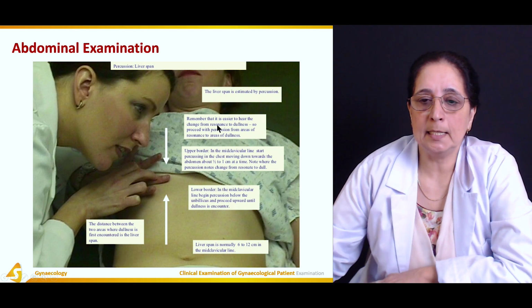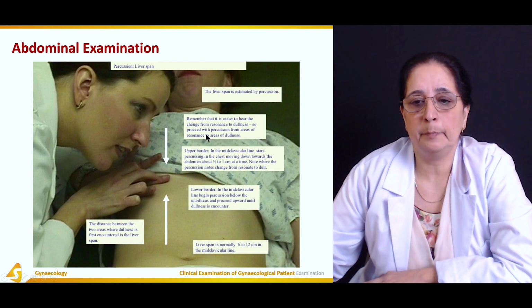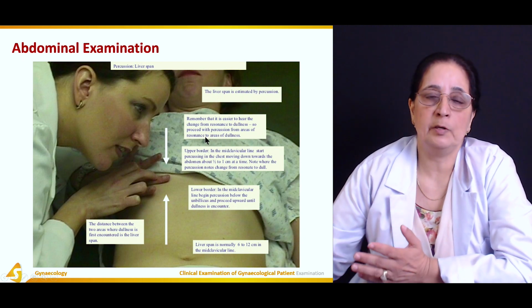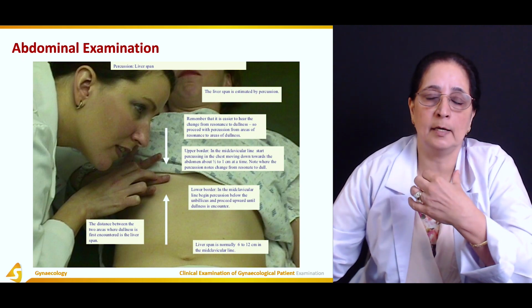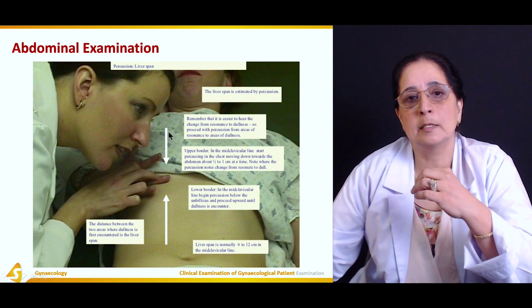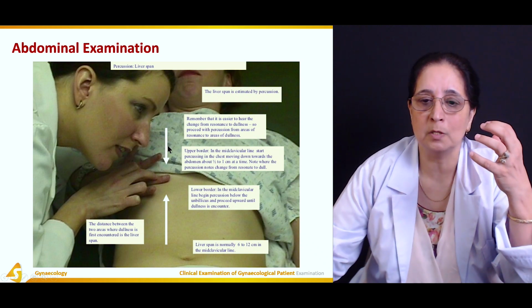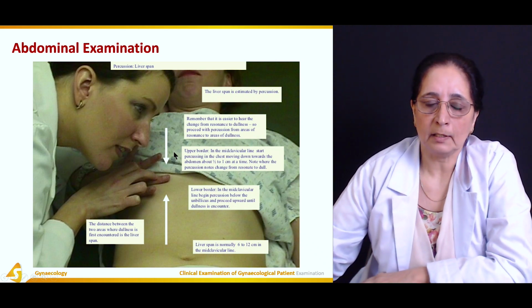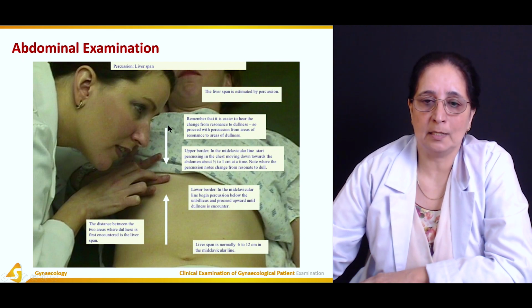Remember that it is easiest to hear the change from resonant to dullness. So proceed with percussion from areas of resonance to the area of dullness. Resonance, as I told you, is in the chest, which has air; the lungs have air in them, so air inside the lungs produces a resonant sound. When we move from resonant, which produces a loud sound, to the area of dullness, we can feel that change. So with this arrow, we are coming from the resonant to the dull area. The chest is resonant and the abdomen, the liver, is dull.